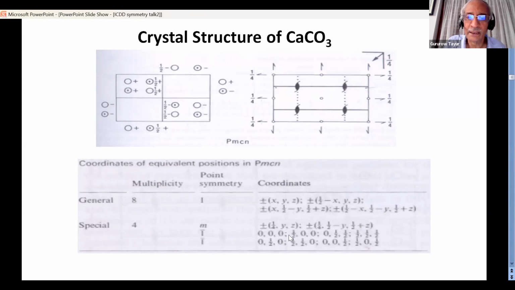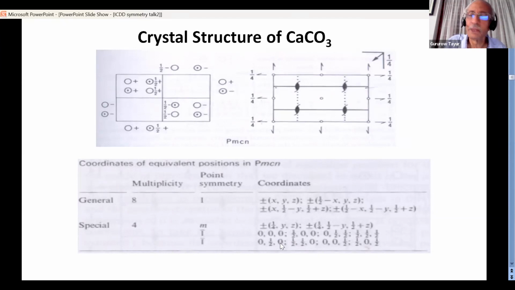It is not like in P1 bar, where each one of them was a separate special position. In this case, the symmetry associated with the space group decides how many equivalent points we can associate with this special position. So the 8 of them now become 4, and when we have 0, 0, 0, we find that the other 4 points will also be generated by another 1 bar symmetry, but this 1 bar symmetry is now with respect to 0, half, 0.